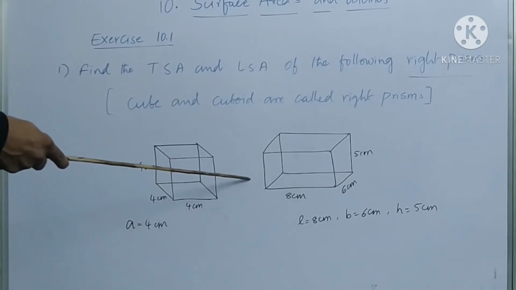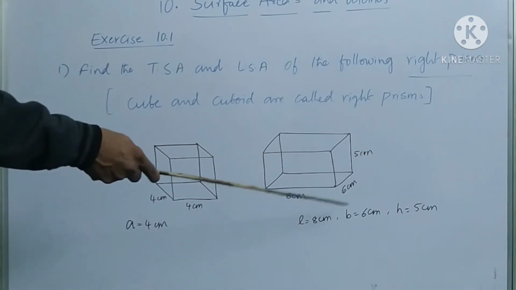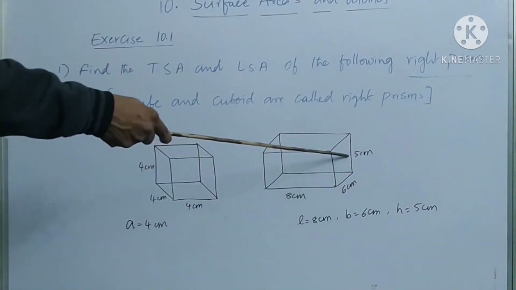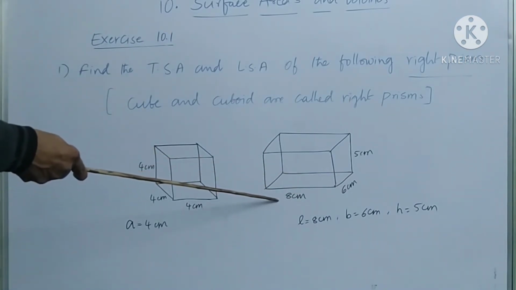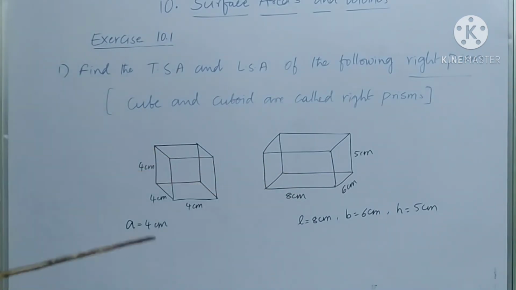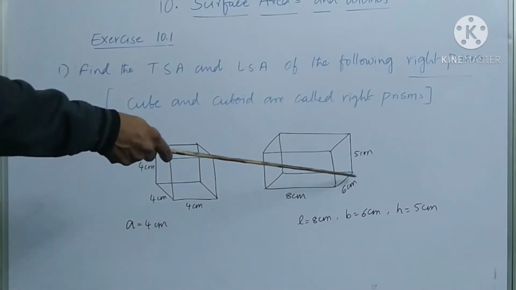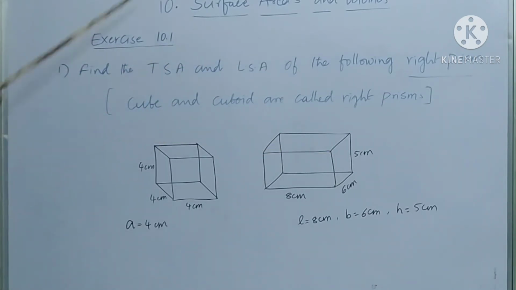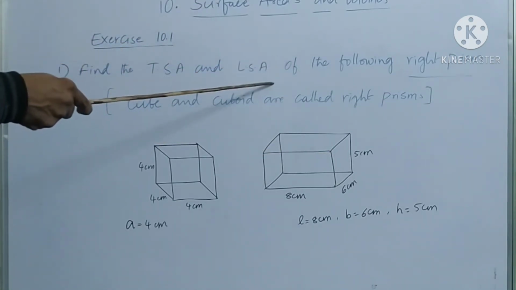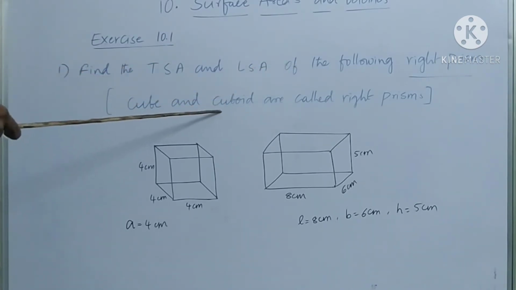In a cuboid, length is 8 centimeters, breadth is 6 centimeters, height is 5 centimeters. This is height, this is breadth and this is length. So the dimensions of the cuboid are length 8, breadth 6, height 5 centimeters. We have to find the total surface area and lateral surface area of the given right prisms.